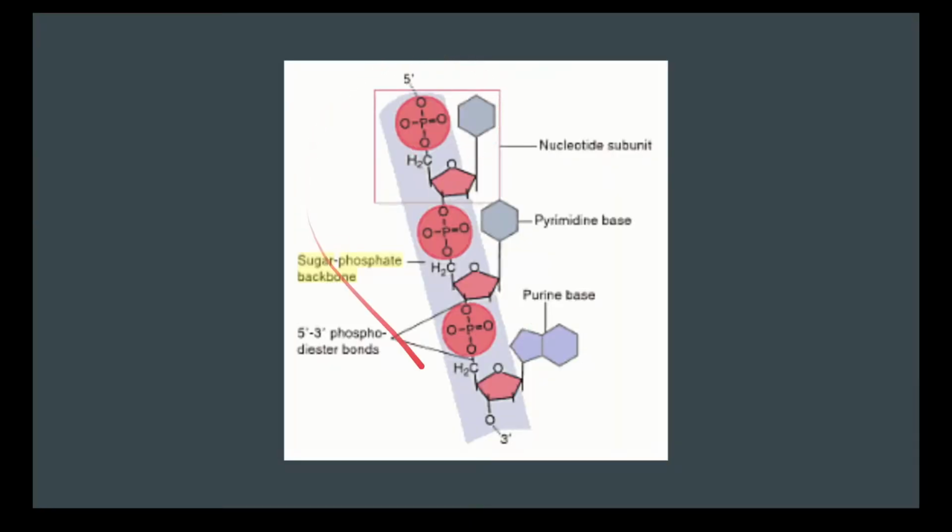So the phosphate backbone is made up of alternating phosphate and deoxyribose molecules. So the linkage is connecting a 5' phosphate group with a 3' OH group that bonds all of the nucleotides together into a backbone.